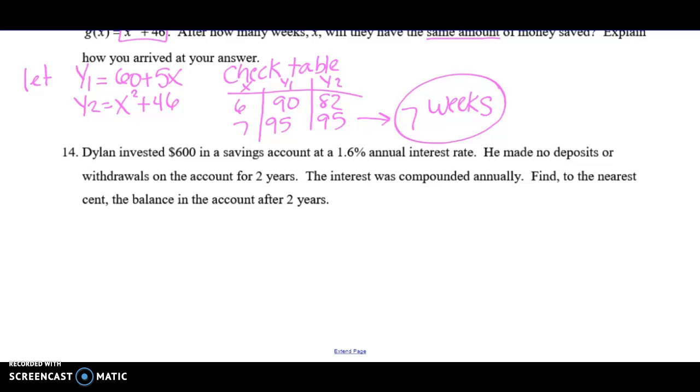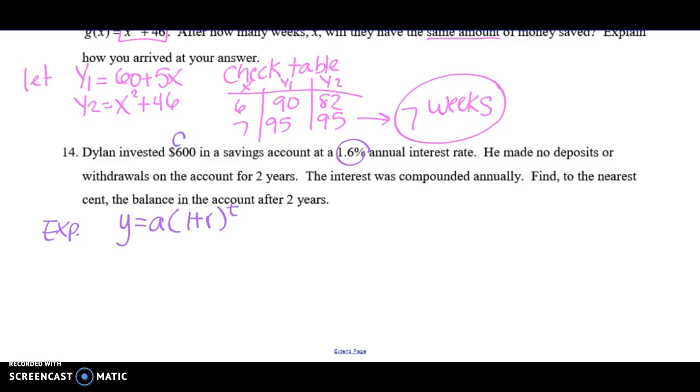So first you've got to decide what type of an account is it? What type of function is it? Linear or exponential? Percent should tell you exponential. Since it's money in an account and we know it's growing, that means it's exponential growth, so we'll use that A times 1 plus R formula.